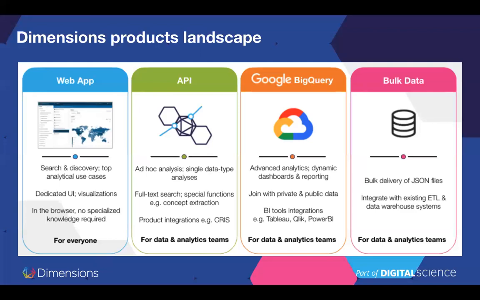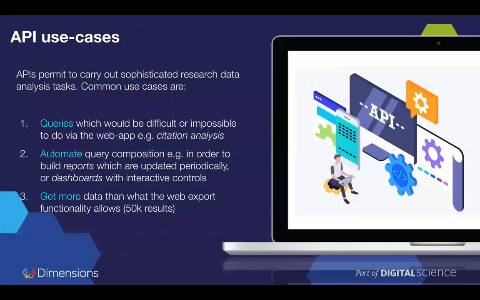So the bulk data is probably much more geared towards teams that already have quite a solid data engineering capability, and they want to integrate a new data source within their data lake or data landscape. So these are the four main, I would say, ways to access dimensions. And so today we'll be looking at the API in particular.